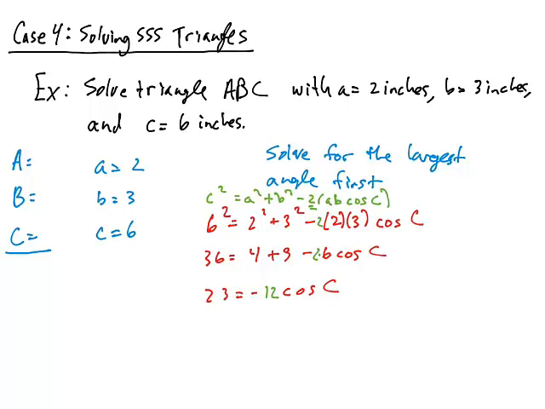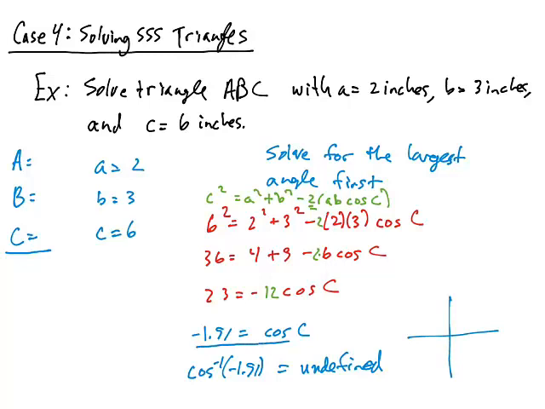It's almost 2, so negative 1.91. Negative 1.91 is equal to cosine C. Now, if you were to type this into the calculator, cosine inverse of negative 1.91, we're going to get something that is an error or undefined. The reason is, this is saying, what angle has a cosine value of negative 1.91? Well, on the unit circle, the greatest negative value that cosine ever has is negative 1, and that's over here at the point (-1, 0).